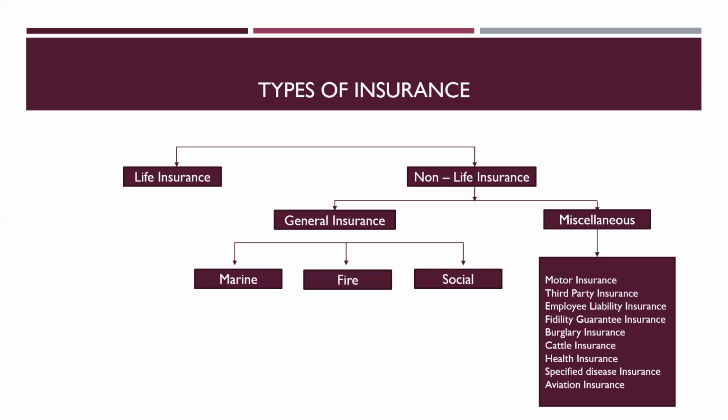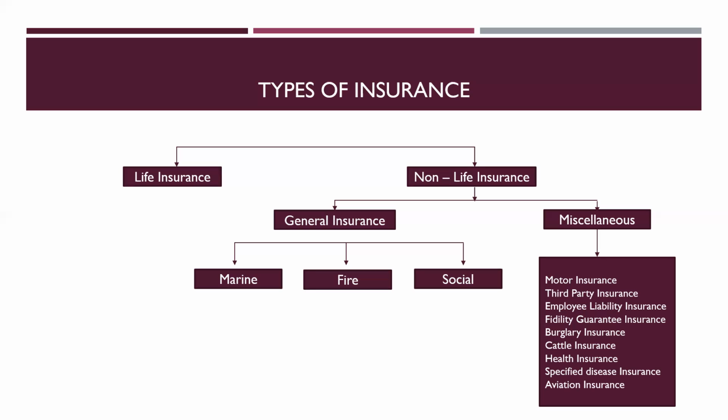There's also aviation insurance. It includes large commercial airlines, corporate aircraft owners, private owners, flying clubs. These people will get their aircraft, passengers and third-party insurance all taken under aviation insurance. These are different types of insurance. There's mainly, we'll see, life insurance and general insurance. But as per this chart, there is life insurance and non-life insurance. Non-life insurance has been classified into general insurance and miscellaneous insurance.